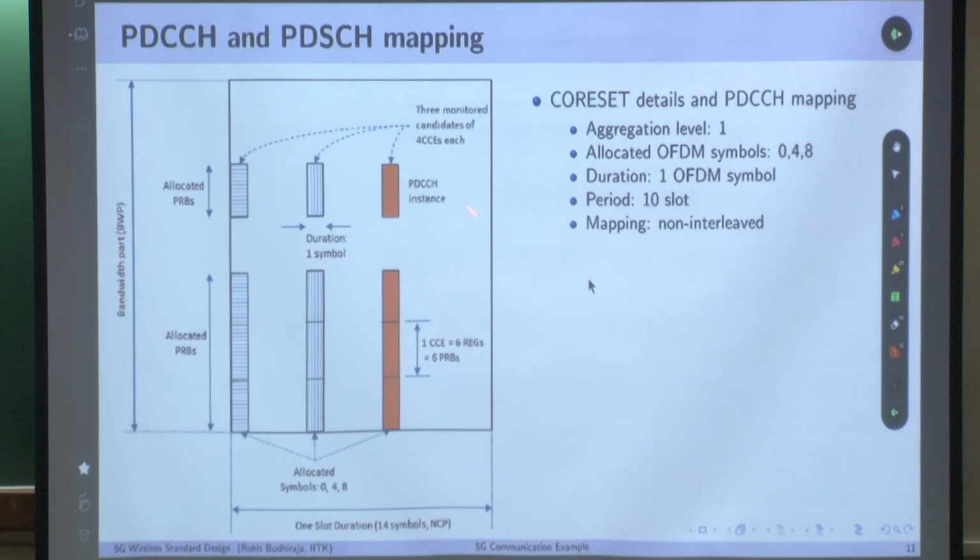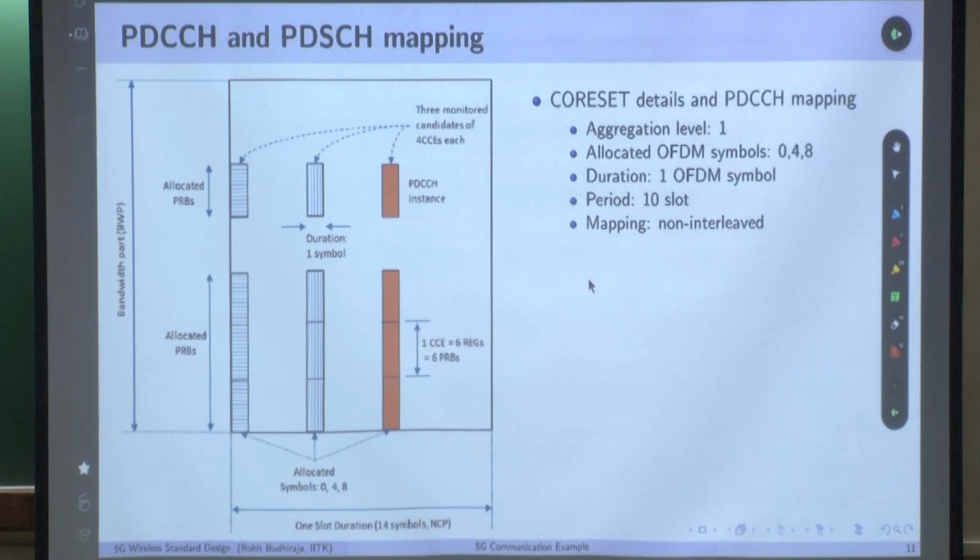What am I saying here? This will come, and then for 9 slots there is nothing. Then the CCE to REG mapping is non-interleaved. Everything has been nicely defined, and the DCI will be mapped over here.